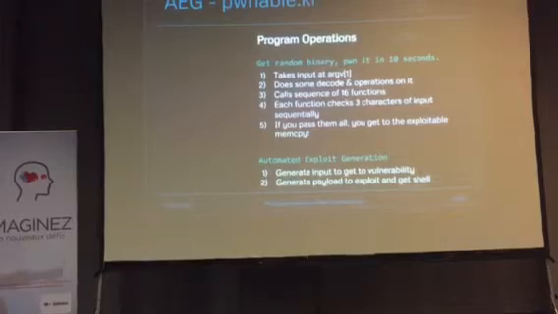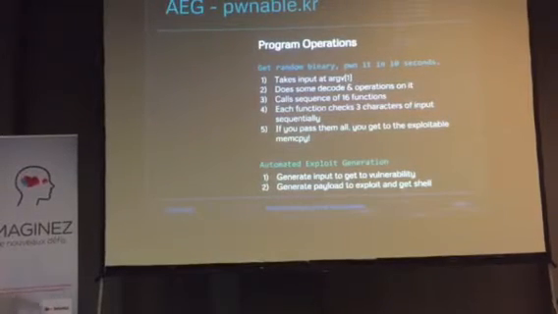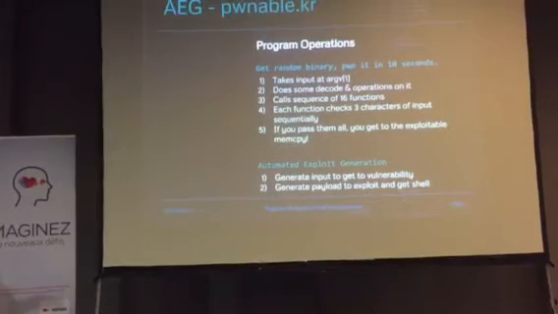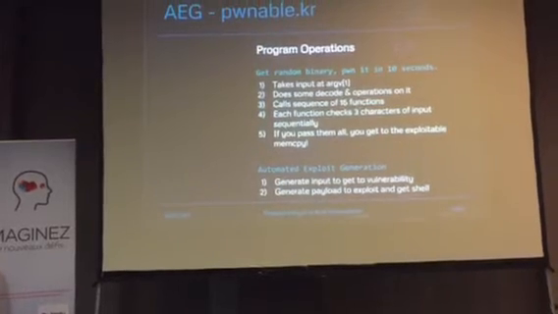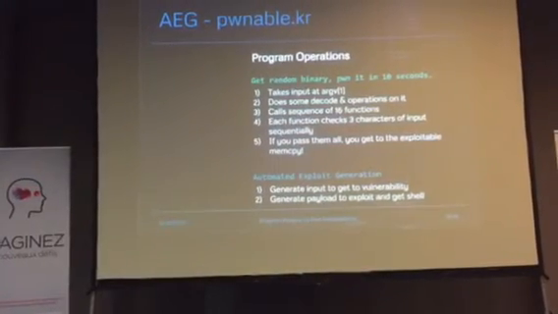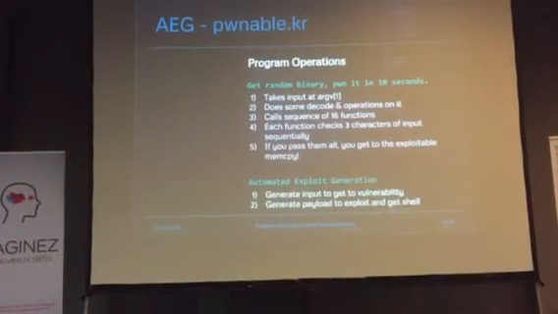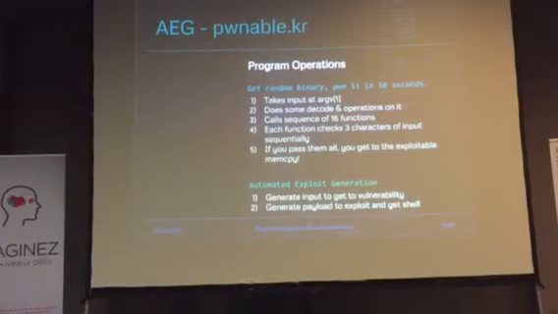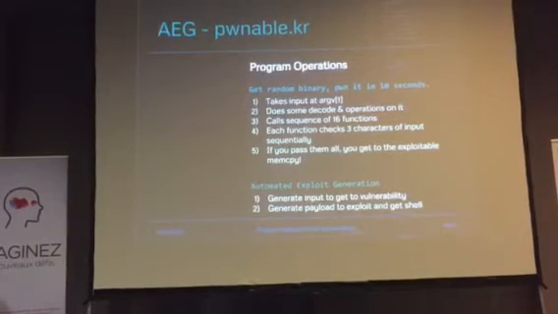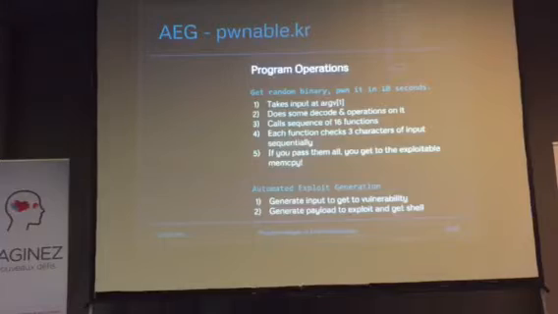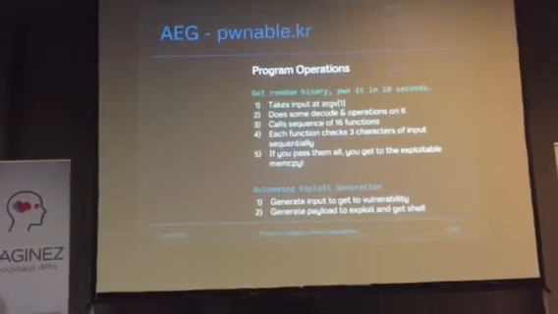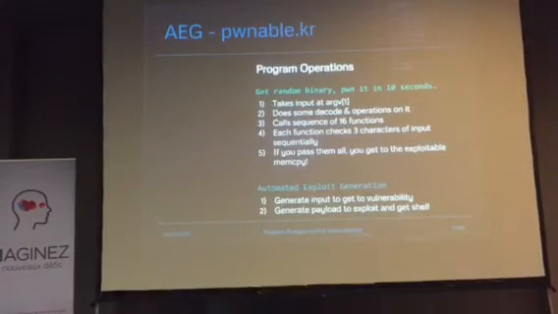Now, using automated exploitation, we want to generate the input which will automatically find and get us to the vulnerability, as well as generate a payload automatically to exploit this vulnerability and get us the shell. So we'll exploit the memory copy, the write corruption bug, and get us the shell out of the box.